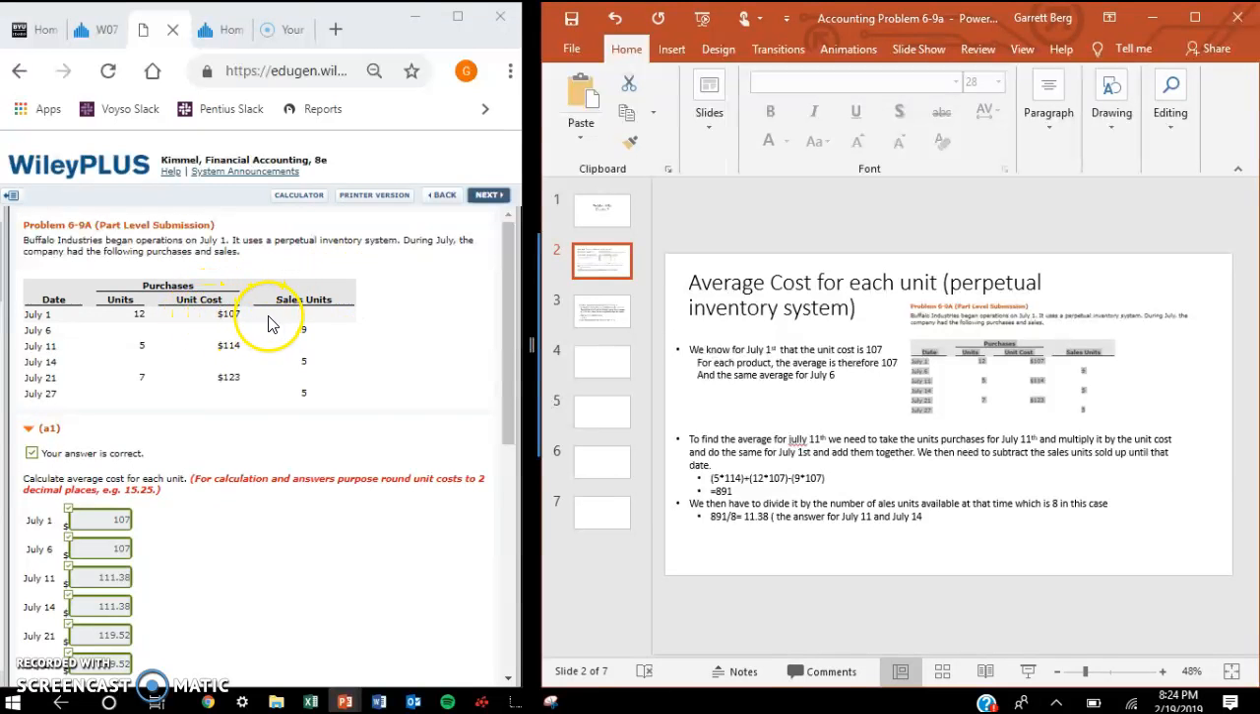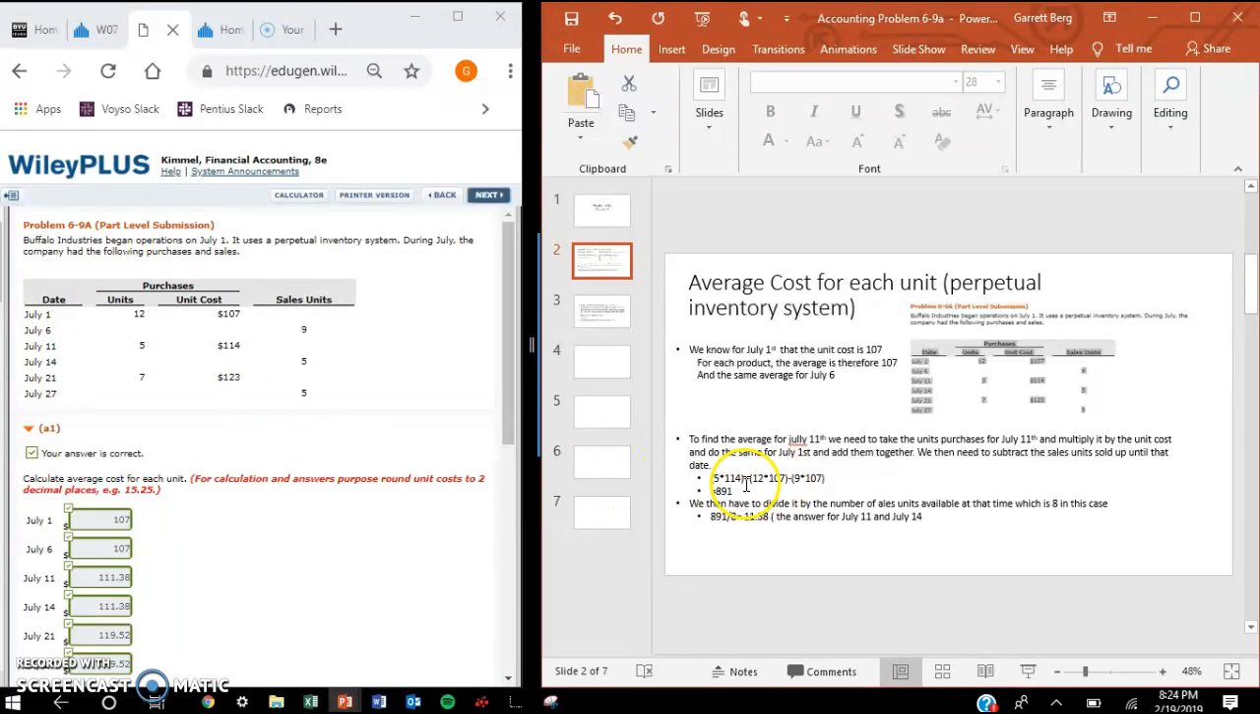Now, when we move on down to July 11th and 14th, there's a little bit more work. We're trying to find the average of all those, obviously. To find that, we need to take the unit purchases, so the amount there, I believe, is 5, and multiply that by the cost of each unit, so $114. Then you add that to the prior 12 units multiplied by however much those are, so the 107 right there.